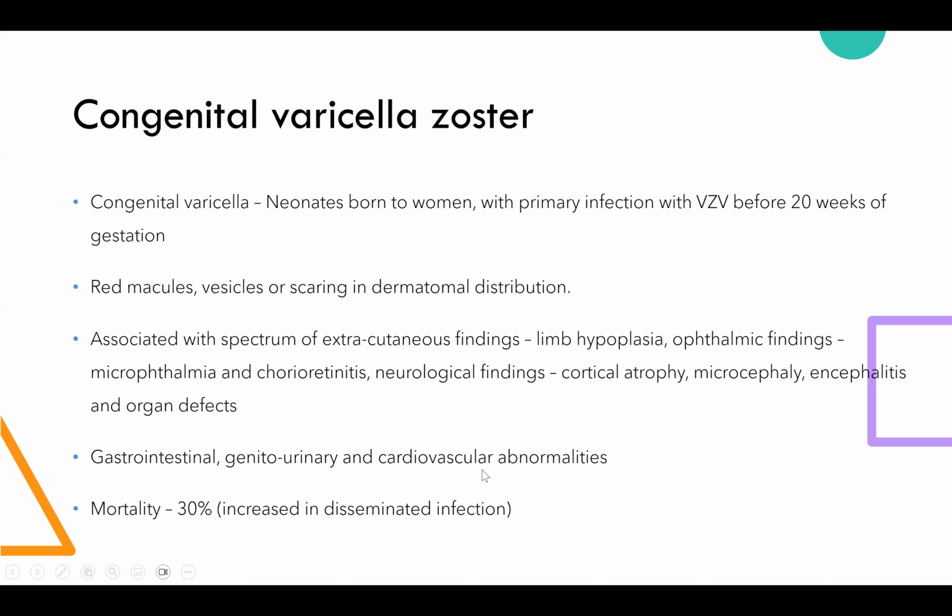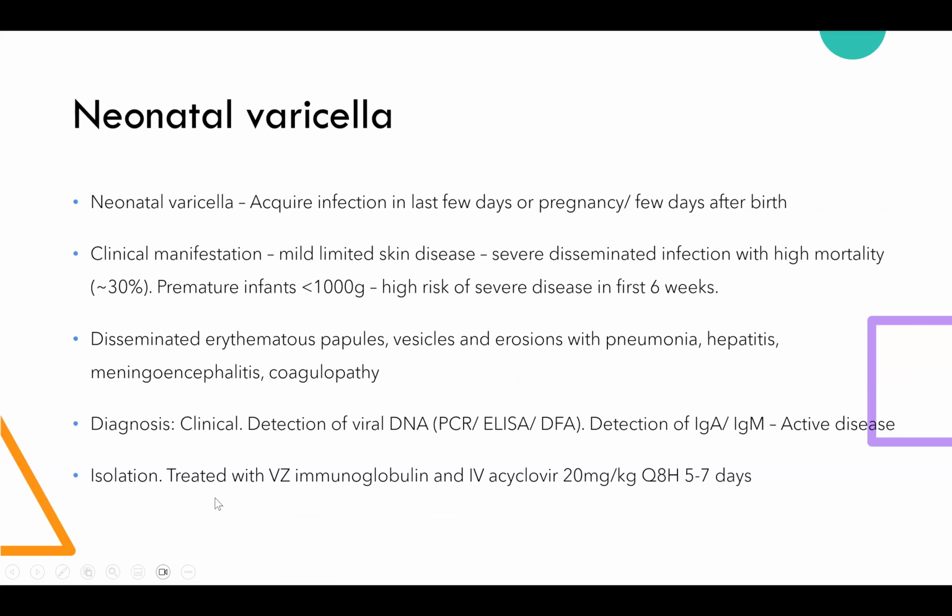There can also be gastrointestinal, genitourinary, and cardiovascular abnormalities. So, in a mother with primary chickenpox prior to 20 weeks, level 2 ultrasound scanning and perinatal counseling is very important to opt for continuing the pregnancy. Mortality in case of disseminated infection is almost 30%.